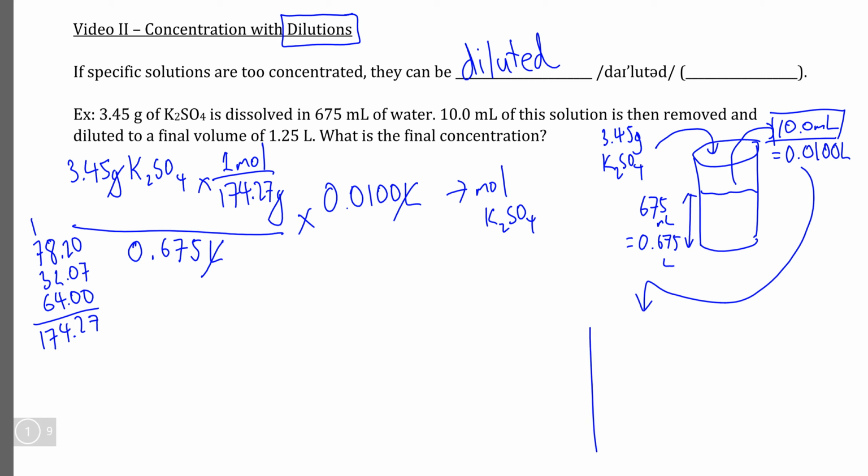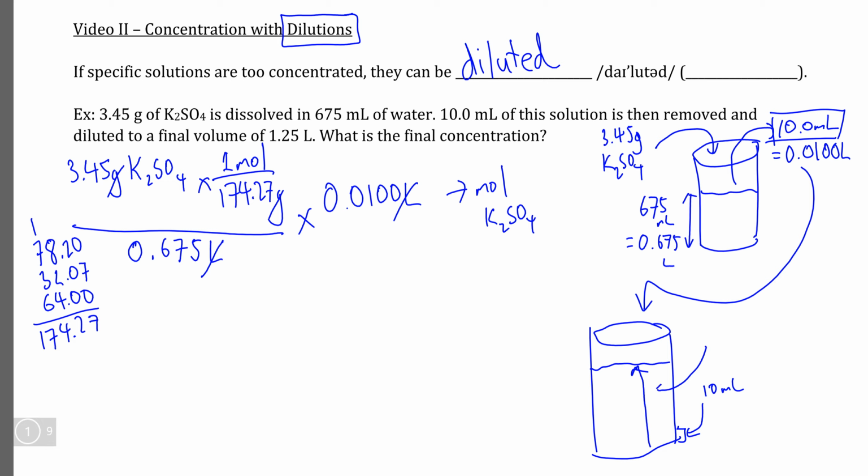Step number 3 is that we're going to take a much larger container and we're going to add these 10 milliliters of the original solution that we removed it from, and then we're going to add more water. Remember that the two ways to cause a dilution are to decrease the amount of solute or to increase the amount of water, thereby increasing the amount of solvent.